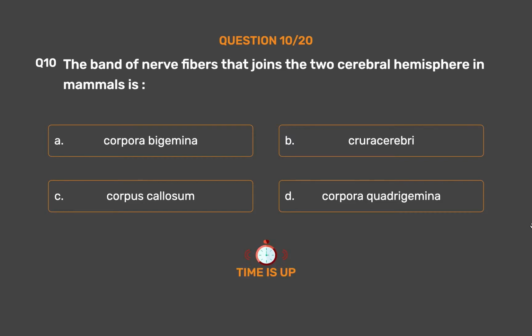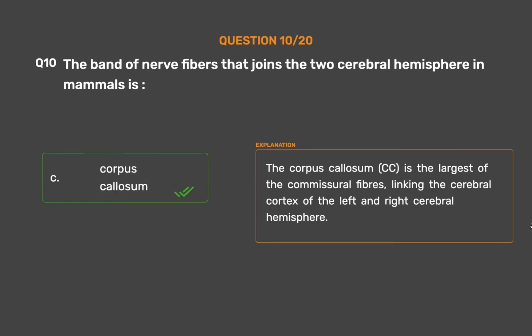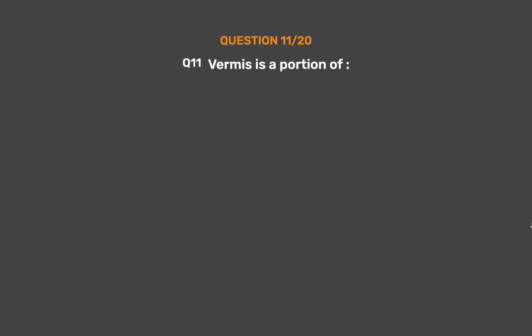The correct answer is Option C. Corpus callosum. The corpus callosum, CC, is the largest of the commissural fibers, linking the cerebral cortex of the left and right cerebral hemisphere. Question number 11.